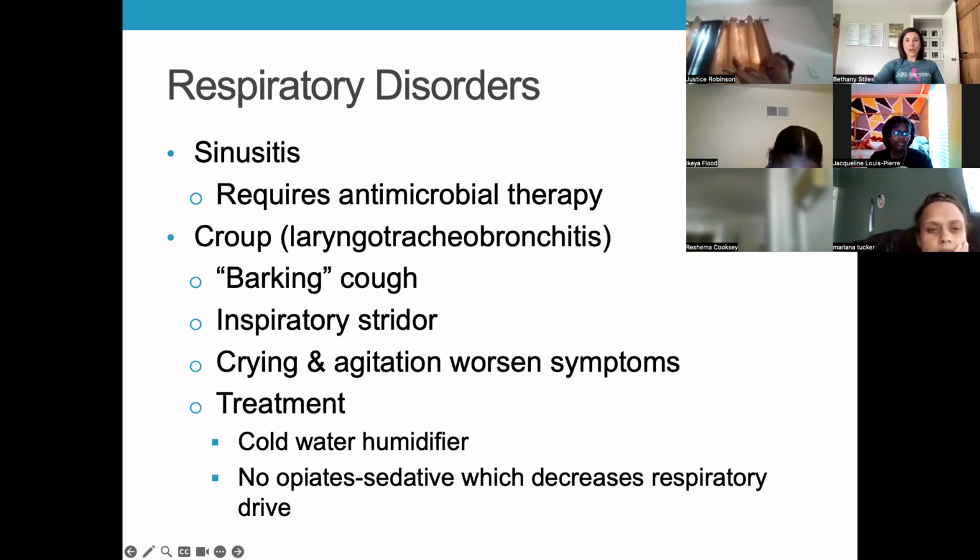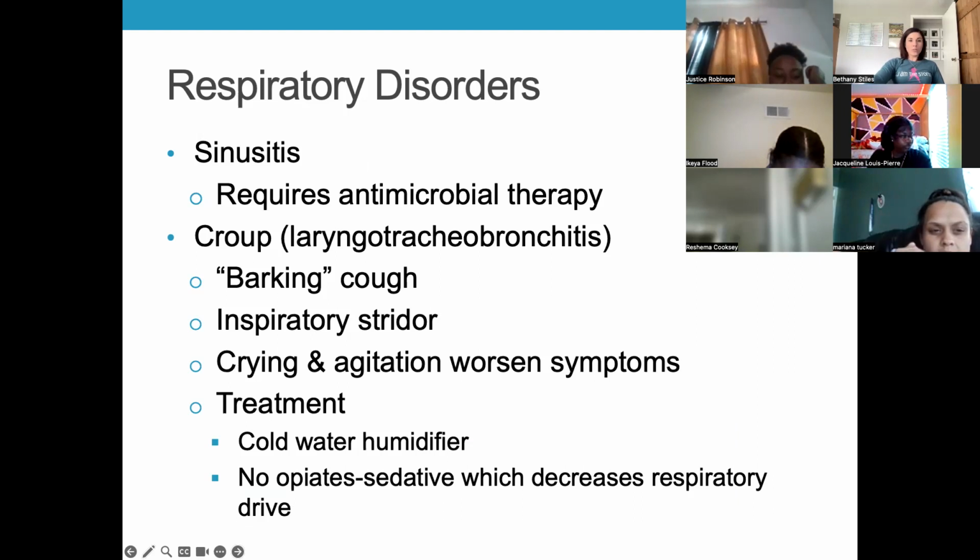Sinusitis is where we have inflammation of our sinuses that's going to require antimicrobial therapy. Our sinuses aren't fully developed until we're 18, so it's really easy for our pediatric patients to end up with infections.